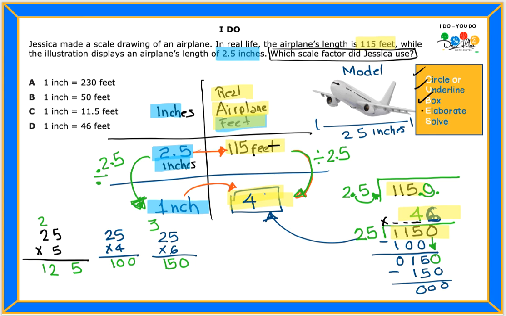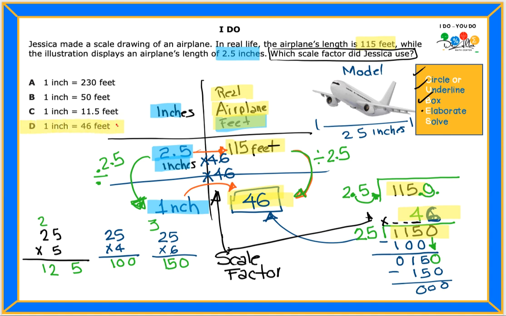This is 46. So in other words, to go from 2.5 inches to 115, they're also using the times 46. Because to go from 1 to this value, I'm multiplying by 46. So this 46 right here, this is our scale factor. This here too. This is our scale factor. Did you find your answer, guys? Awesome! Yay! Great job! It is letter D. Thank you.